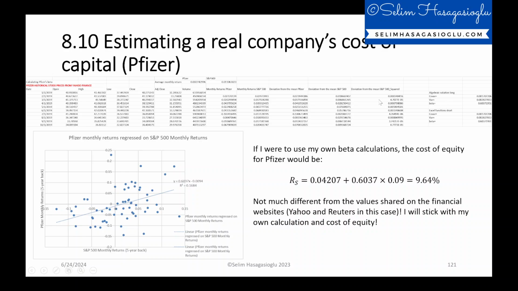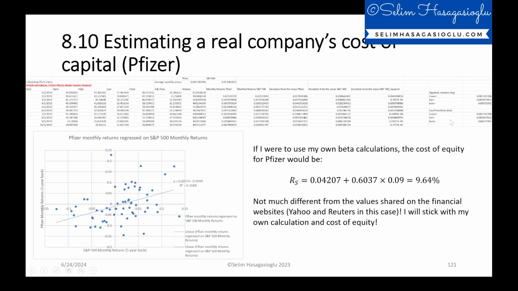And for variance, again, the average of the deviations from the mean of the S&P 500 squared will give you the variance of the return on the market portfolio. But again, the denominator will be the number of observations minus 1 because again we are following the sample procedure here, and beta will be this covariance divided by the variance. You will end up having a beta of 0.60 or so.